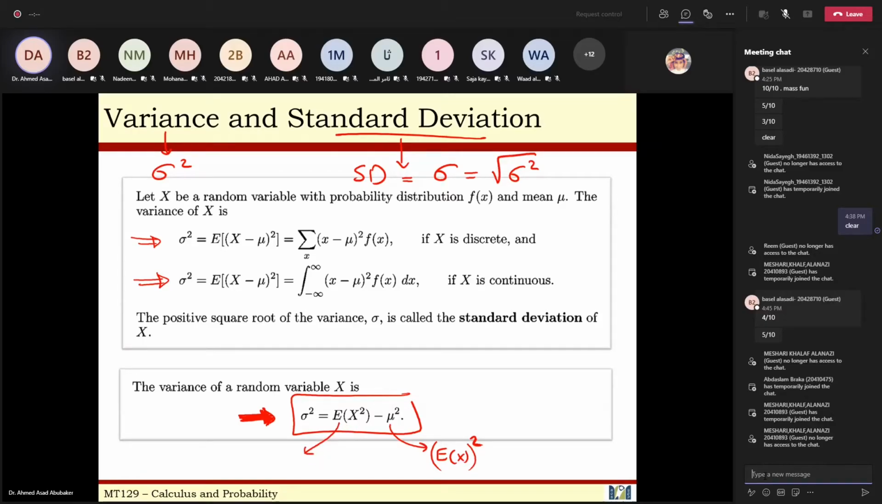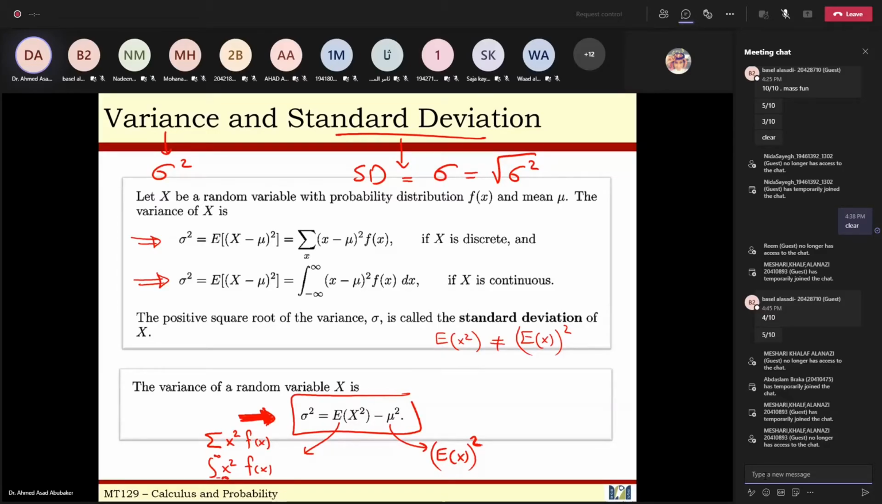But this one, X square, means in a mass function we must find the summation of x square multiplied by f of x. In a density function, we find the integral of x square multiplied by f of x, from minus infinity to infinity. Okay, this is not equal to E(X) all square. Maybe sometimes they are equal, but in general this is not equal.